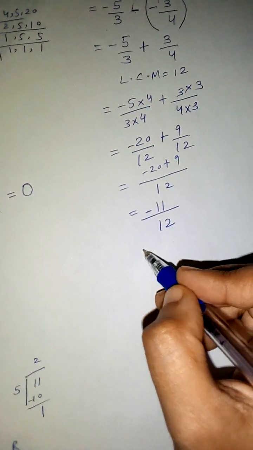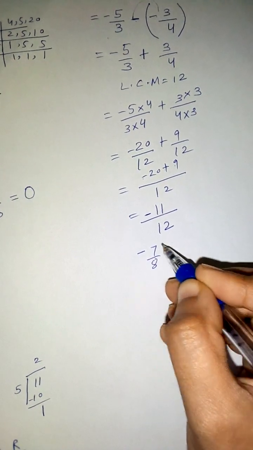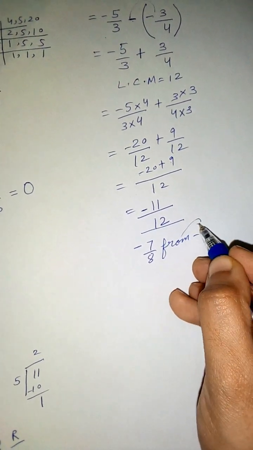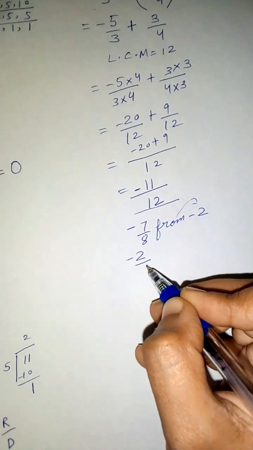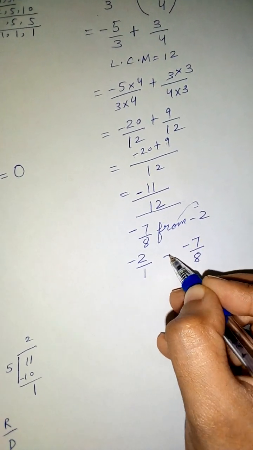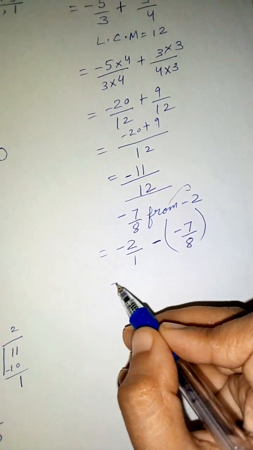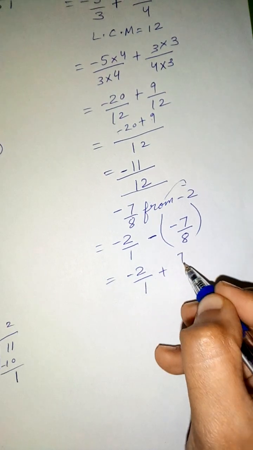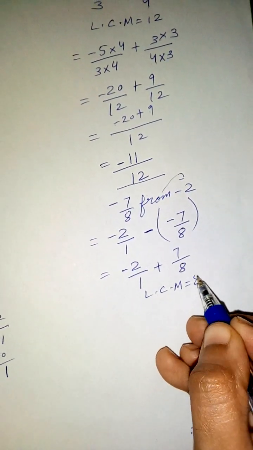Let's see another question. Maybe we have the question minus 7 over 8 from minus 2. So always write the from value first, so I will write minus 2, and for a single value the LCM is 1, and then the second value is minus 7 over 8, but the operation is subtraction, so I will put a bracket for separation. Minus 2 over 1, minus minus becomes plus 7 over 8. Now the LCM is equal to 8.